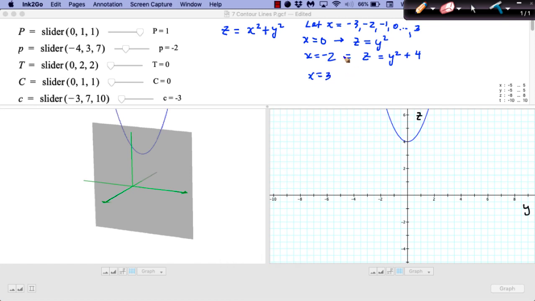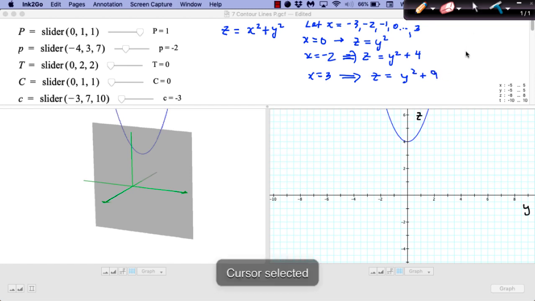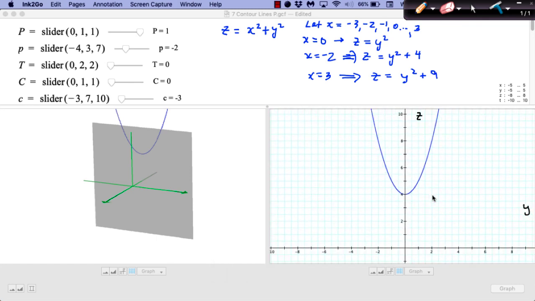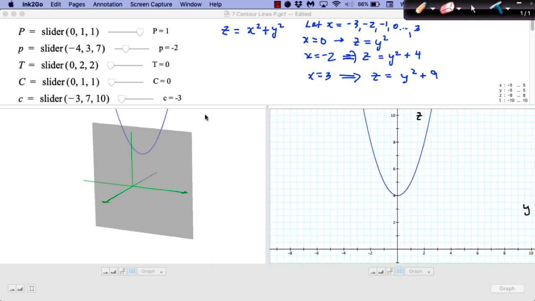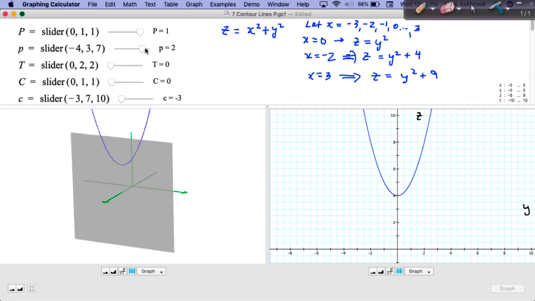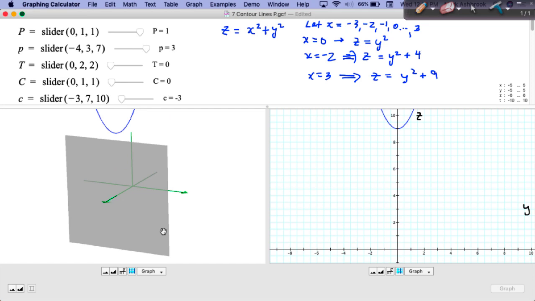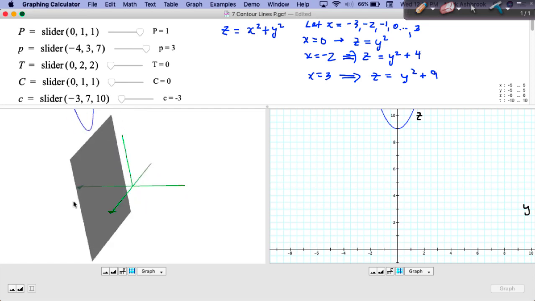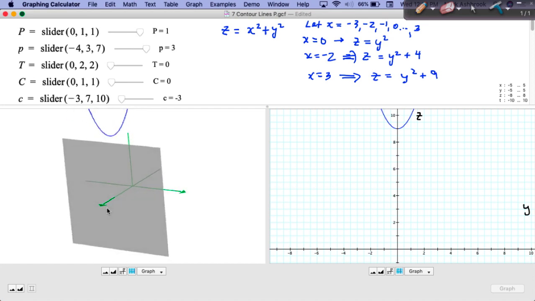What about positive 3? Will be the last one we do. Z equals y squared plus 9. So y squared plus 9 will live in what plane? X equals 3, right? So here's the plane x equals 3, and then we're going to have that parabola y squared plus 9.